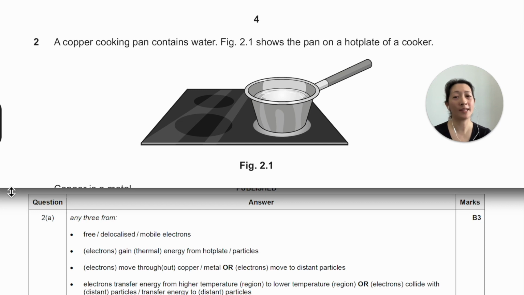So I've placed a mark scheme at the bottom here so that we can check the answers directly against the questions. Question 2. A copper cooking pan contains water. Figure 2.1 shows the pan on a hot plate of a cooker. Now, actually, if you look at the diagram, whatever's in the diagram is rather irrelevant. It's not really going to help you with the answer, but at least visually, it gives you an idea of what's going on.